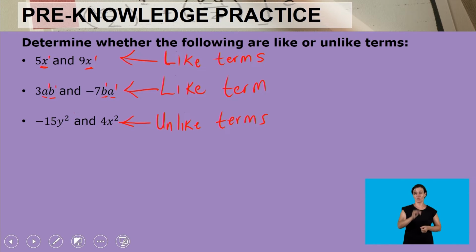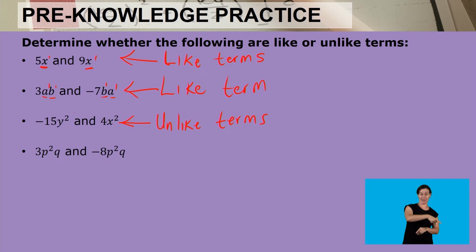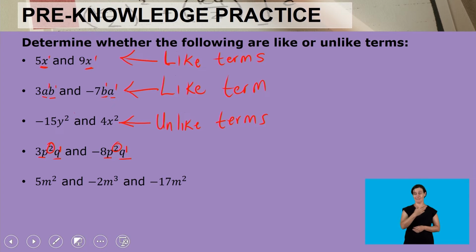Then we have the next one, which is 3p squared q and negative 8p squared q. Now, are they like terms? Well, of course they are like terms because they have p and q as the variables that are the bases here, and then they also have an exponent 2 for the p variable and an exponent 1 for the q variable. Then we have 5m squared minus 2m cubed and 17m squared. Now, are they like terms? Well, these ones we said yes, they are like terms.